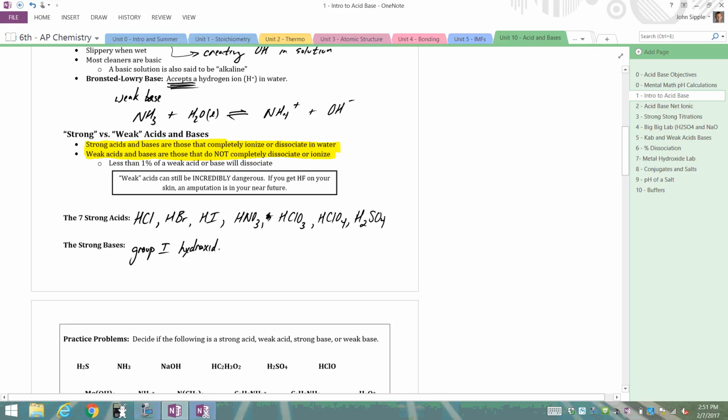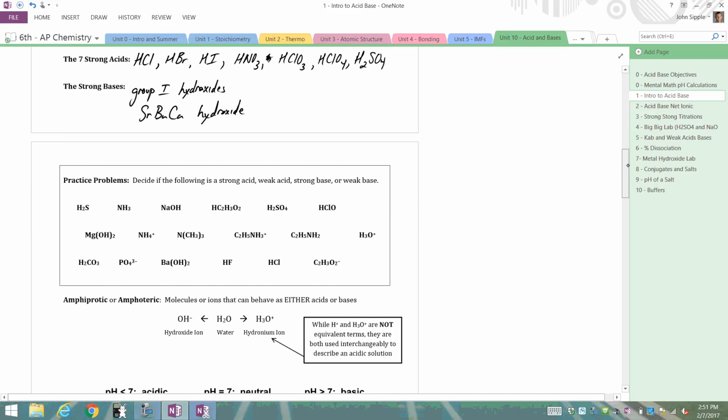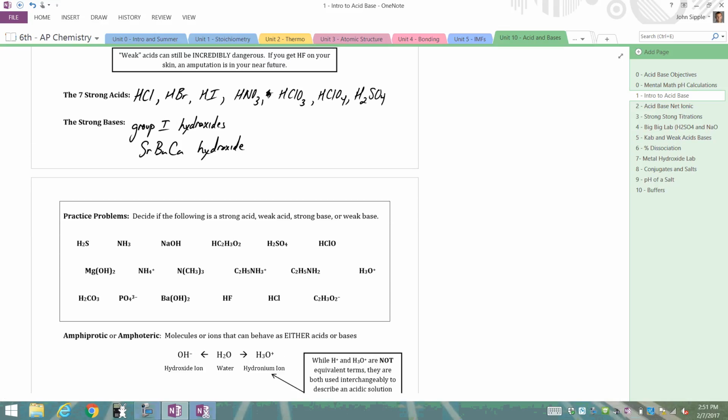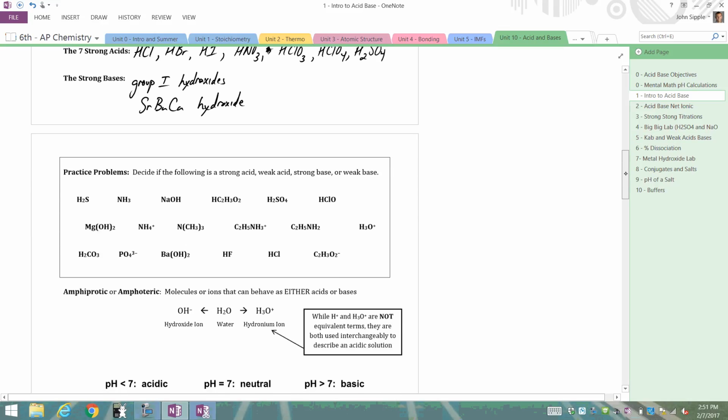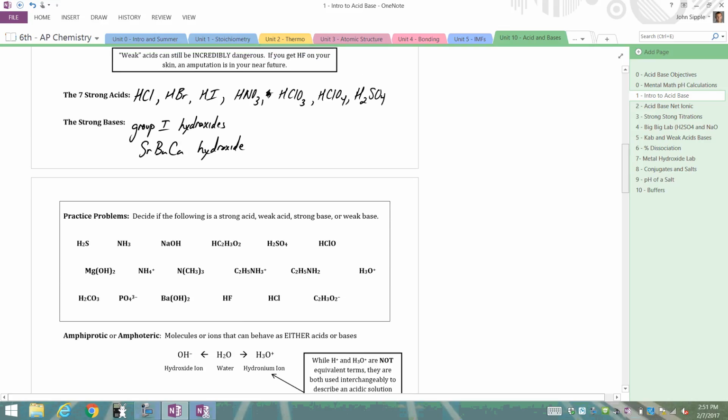Are all group 1 hydroxides and Ba(OH)2, Sr(OH)2, and Ca(OH)2 strong hydroxides? All other hydroxides are considered weak. Those are the strong ones. So if we flip the page, we want to practice identifying strong acids or weak acids, strong bases or weak bases. Really, if it's not on the list, it's weak. And then we just have to figure out whether we're looking at an acid or a base.